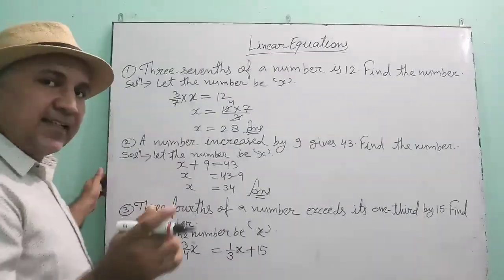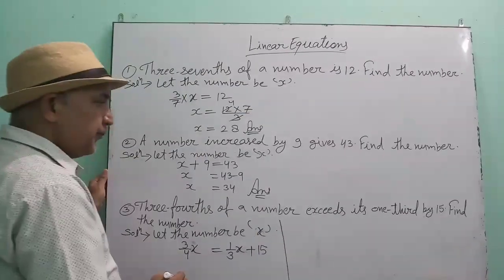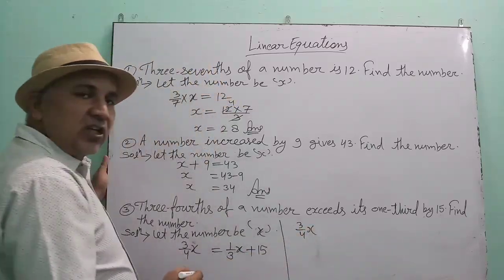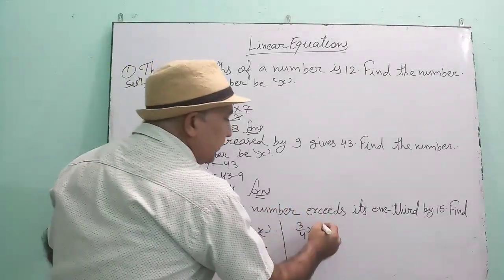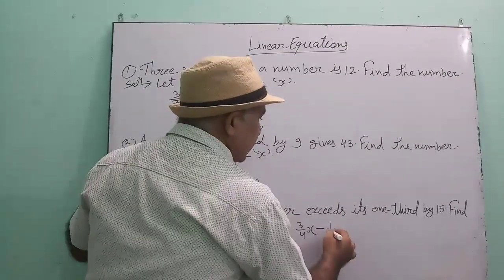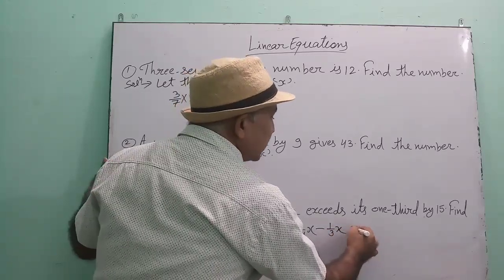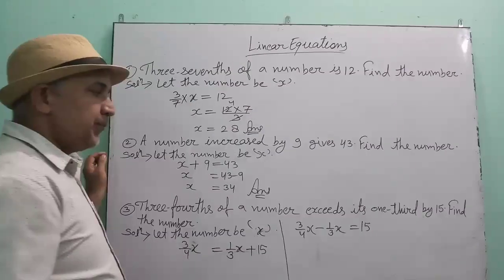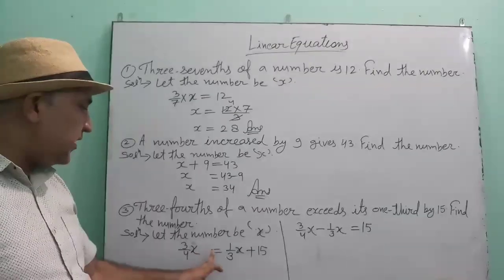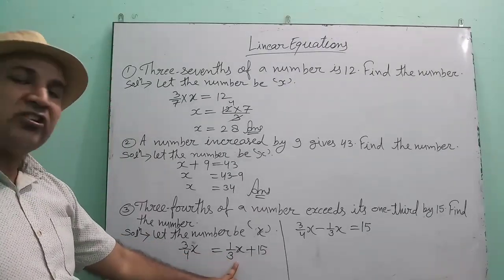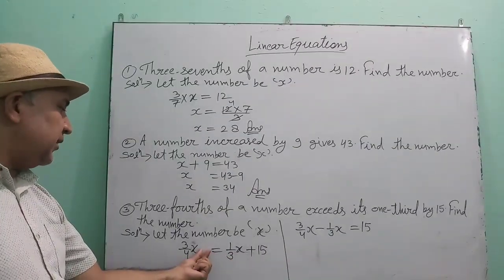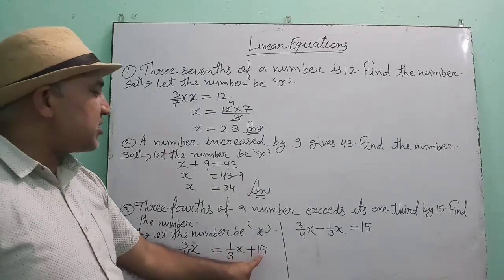Now see children, there is a technique to frame the equation here. If the word exceed is given, then you can do this. 3/4 of a number means 3/4 x. At the place of exceed, put minus 1/3 of itself, so 1/3 x. At the place of by, put equal. This is the technique. Now if 1/3 x is transferred this side, then 3/4 x minus 1/3 x is equal to 15 you will get.